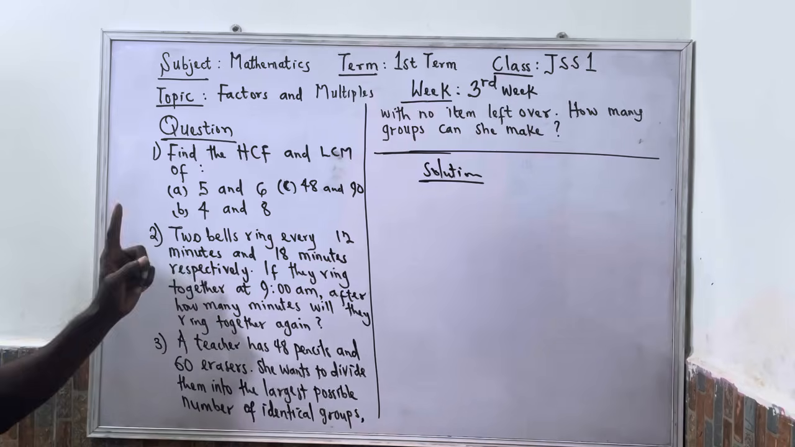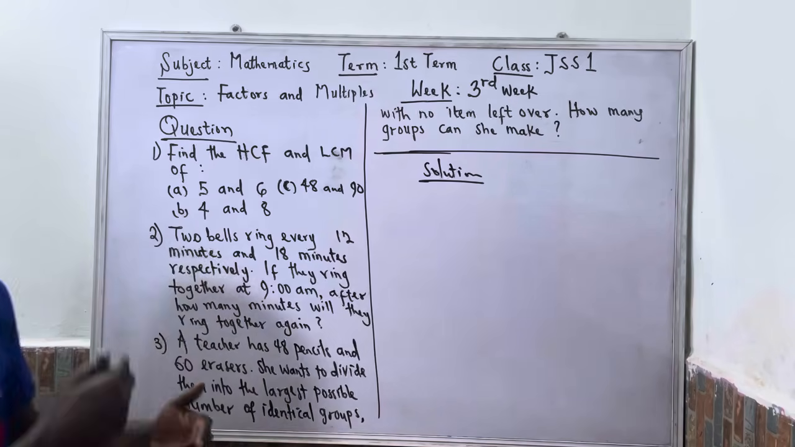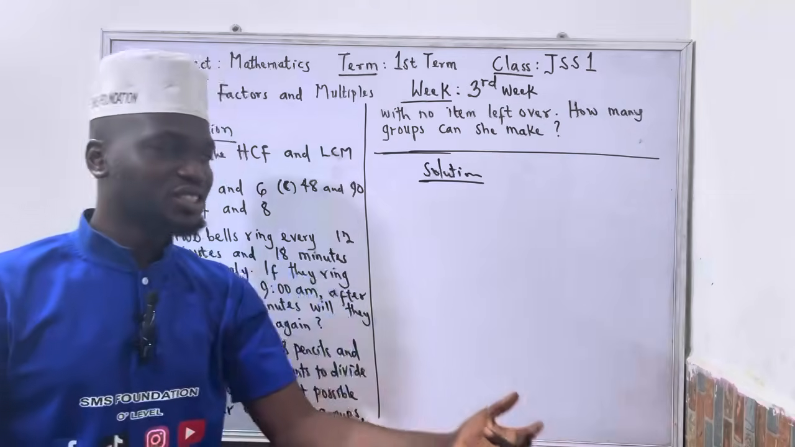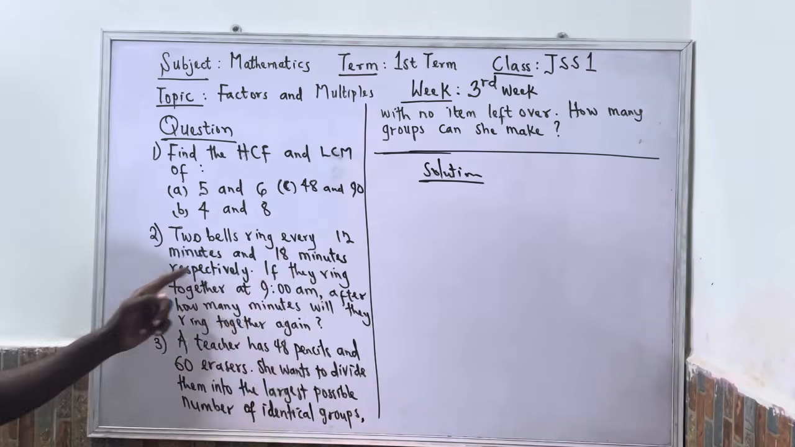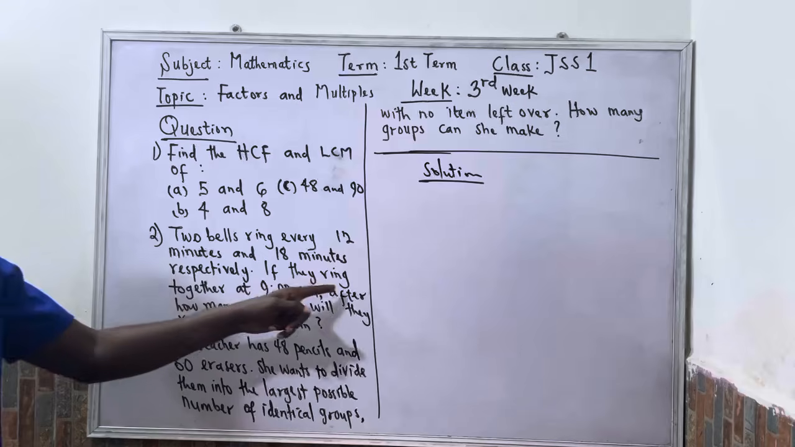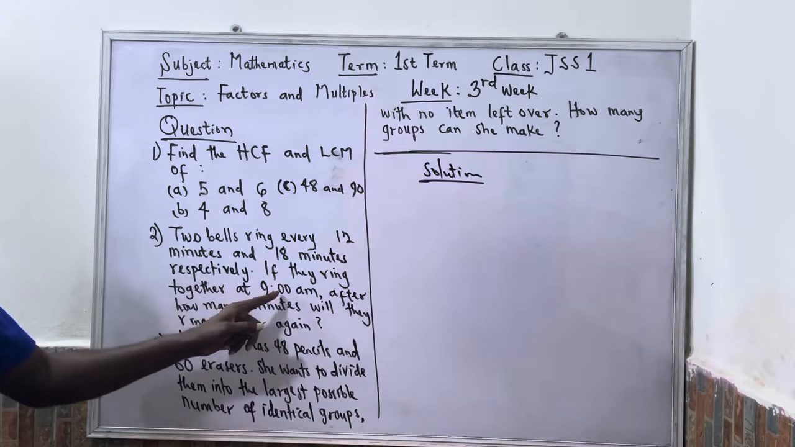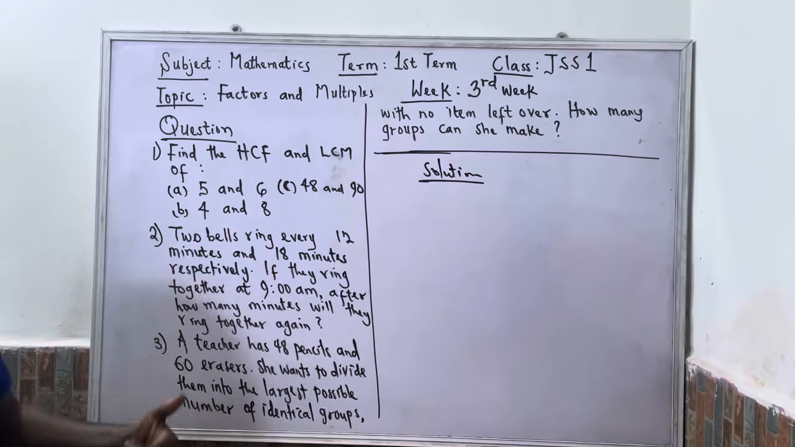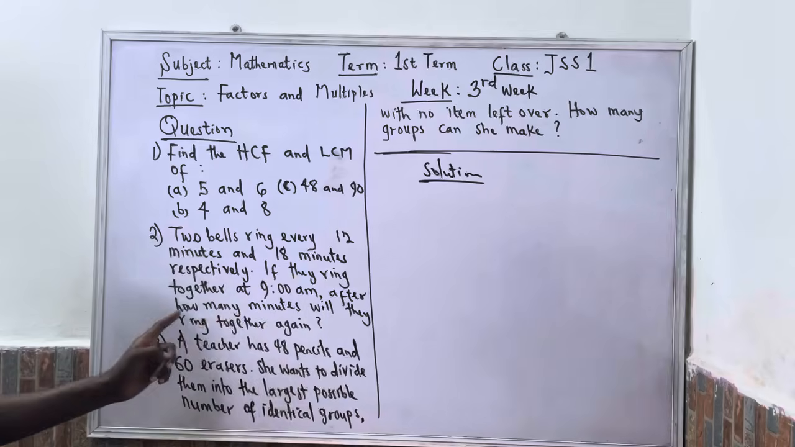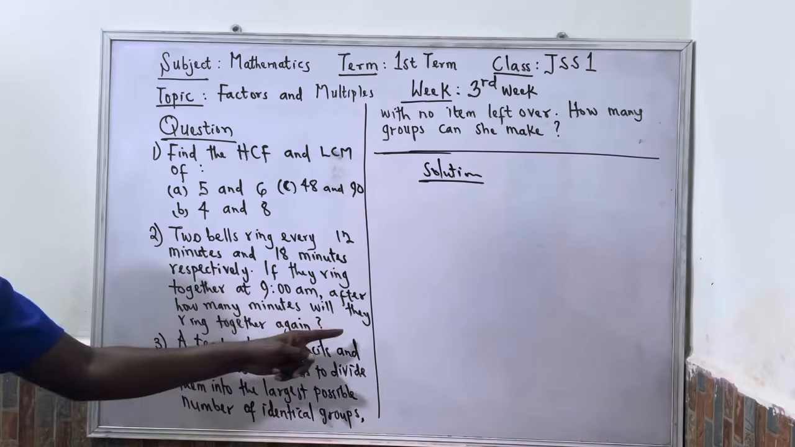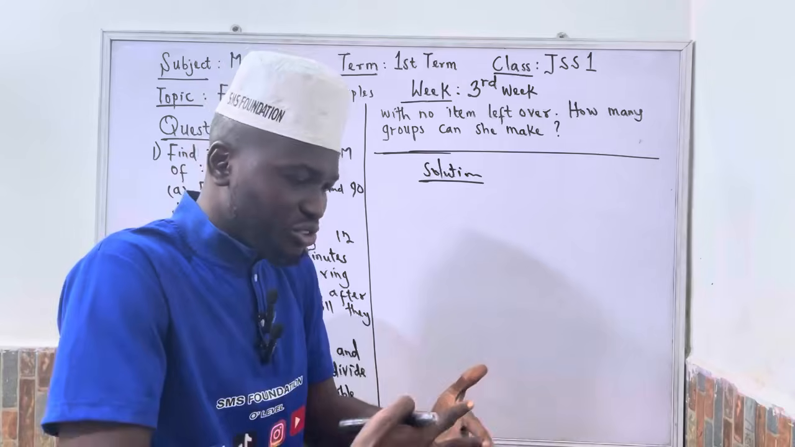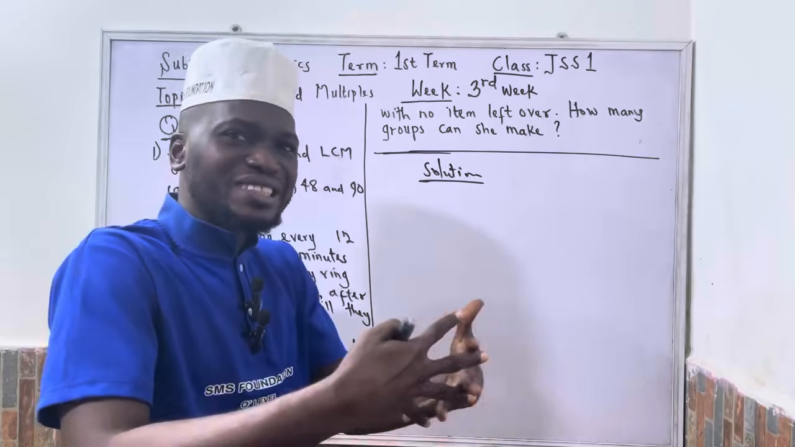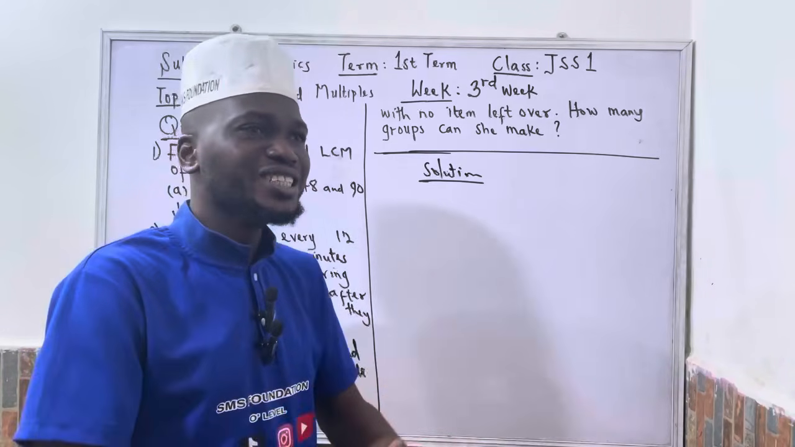The question says 2 bells ring every 12 minutes and 18 minutes, respectively. So the first one rings every 12 minutes, and the second one rings every 18 minutes. If they ring together at 9 a.m., after how many minutes will they ring together again? So they want them to ring together.